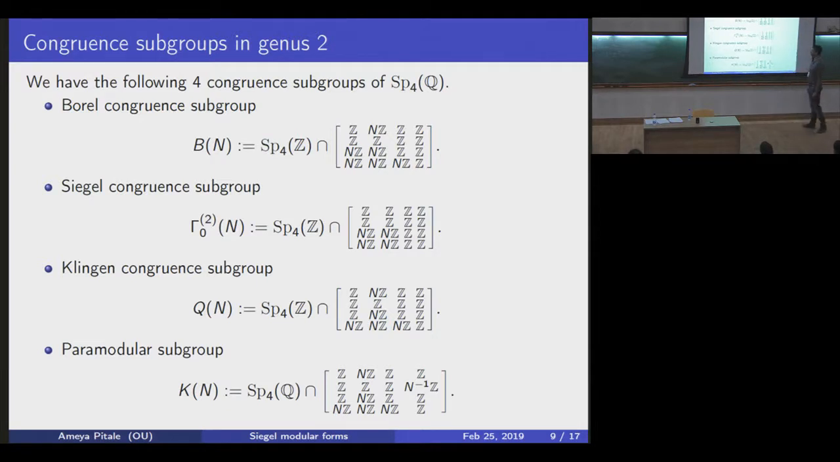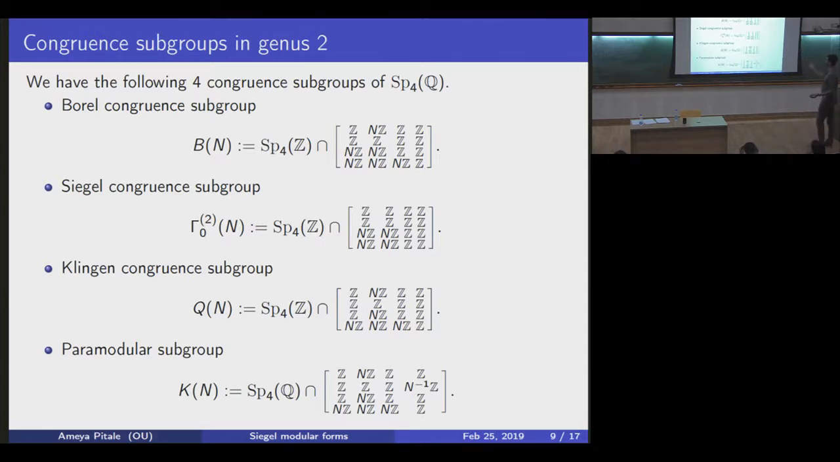The Klingen one we have kind of seen, it looks a little more complicated. So this is the third here. These are 2 maximal parabolics which give you the Klingen congruence subgroup. And then there is a very interesting one which is the paramodular subgroup, where you have exactly this guy, but you put an extra n inverse. So here this does not have integer entries, it's really in sp4q.